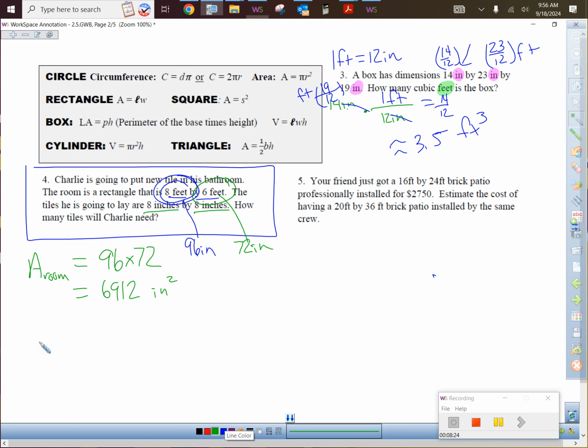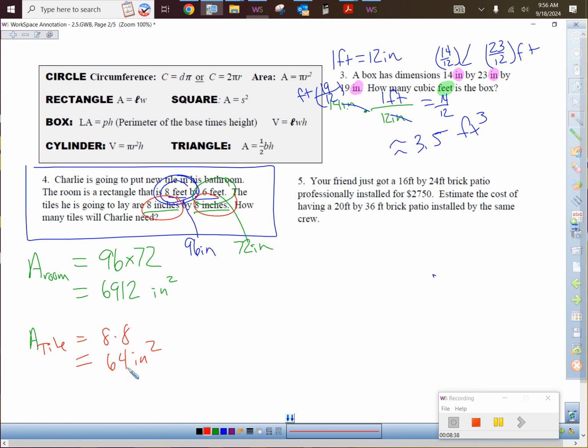Let's find the area of a tile. Use the different colors, what I was trying to do. Area of a tile. The tile is 8 inches by 8 inches, so 8 times 8. What is the area of a tile? 64 square inches. So I found the area of the room in square inches. I found the area of the tile in square inches, and now I just got to see how many of those go in there. How many tiles can I put in with simple division?